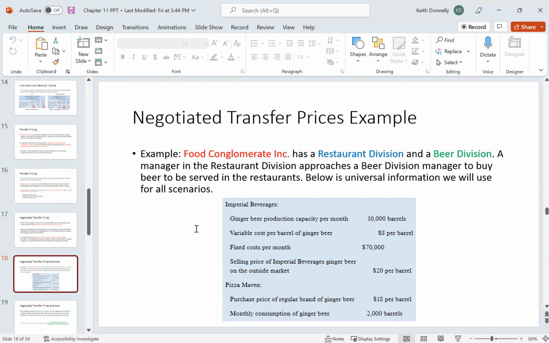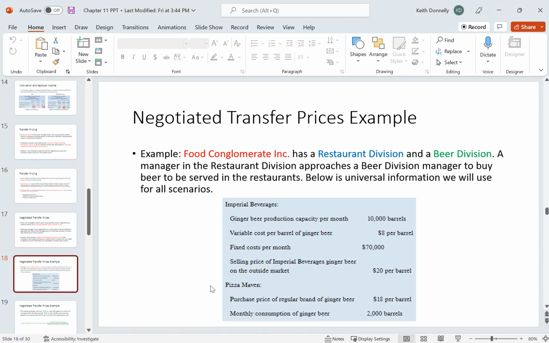So to negotiate this, let's look at an example of negotiated transfer pricing. So we say we have Food Conglomerate Inc., that's the big guy. It's the corporation as a whole. Now say they have two divisions, a restaurant division and a beer division. Now a manager in the restaurant division approaches the beer division and basically says, hey, we need to buy some beer to serve in our restaurants. So essentially we're looking at a transfer price here. We have two divisions, one company, one division is going to be selling to another. We need to look and see if this is a price we can work with.